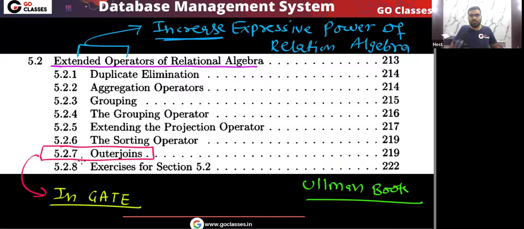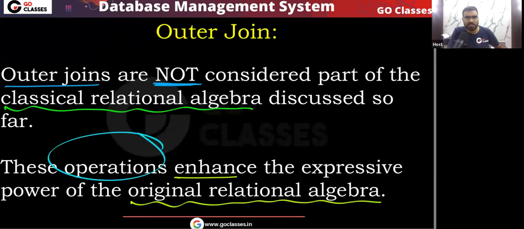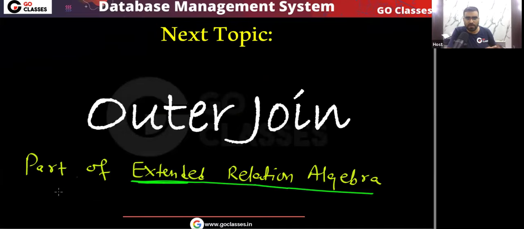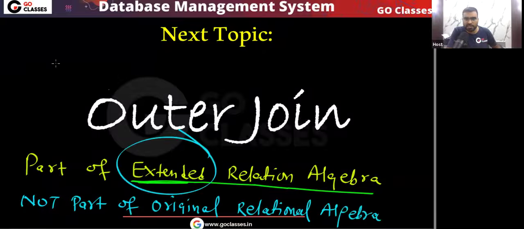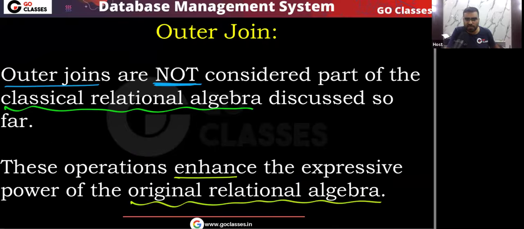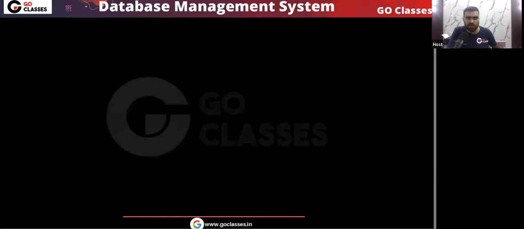Okay, I hope this point is clear to everyone. So again, I'm telling you that this outer join operation is not part of original relational algebra. This is an extended operation, part of extended relational algebra. And they will enhance, they will increase the expressive power of relational algebra.